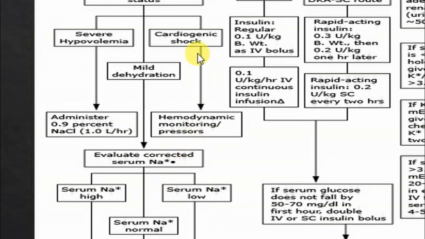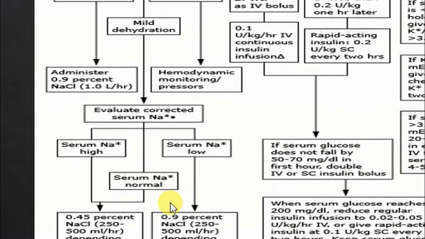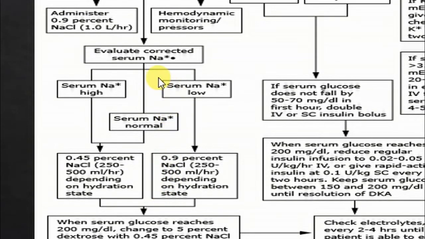But if the patient has got cardiogenic shock, that means he is not responding well to the management, then we have to monitor the hemodynamic status and the blood pressure. After dealing with all these factors, we have to evaluate the corrected serum sodium level. If the serum sodium level is high, then we have to start 0.45% normal saline at 250 to 500 milliliters per hour, depending upon the hydration status.